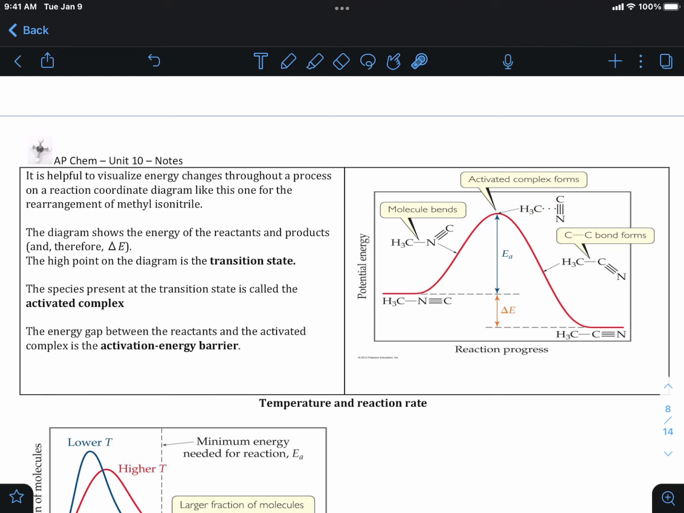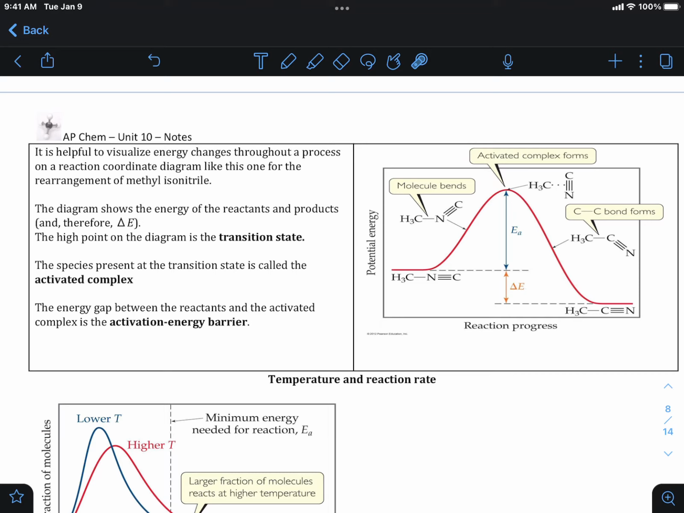Okay. You guys okay with that? Energy profiles, transition states, enthalpy, activation energy. Okay. All right. So back to the Boltzmann diagram.